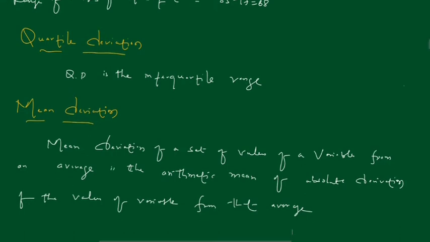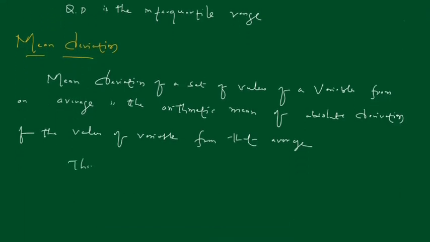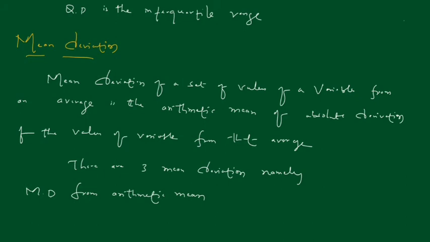There are three mean deviations, namely MD from the arithmetic mean X bar, MD from the median M, and MD from the mode Z, right?